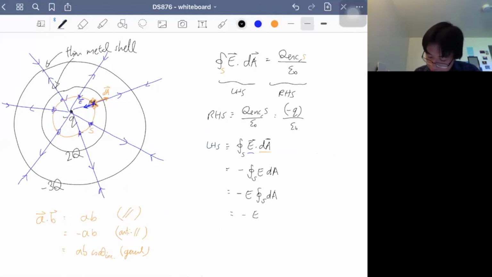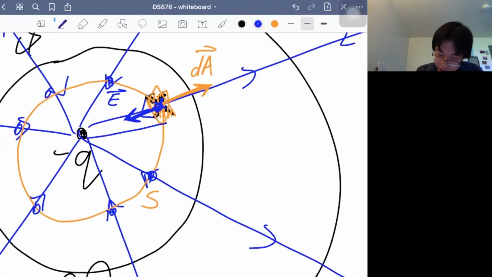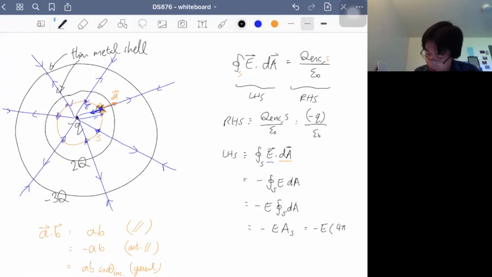Now I just have to integrate dA, which is A. A of what? A of the surface. What's the area of S? Remember, that's a sphere, right? So what's the area of S? 4 pi r squared. So what's r? I need to define this distance. I'm calculating the electric field at distance r over here. So 4 pi r squared.